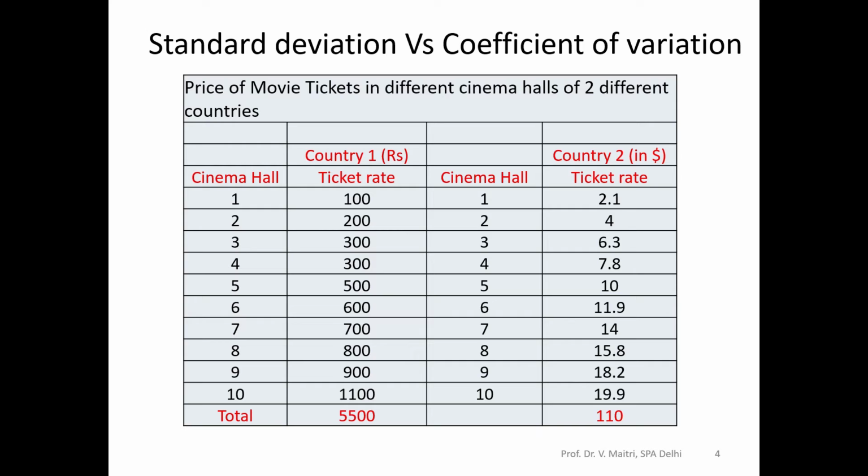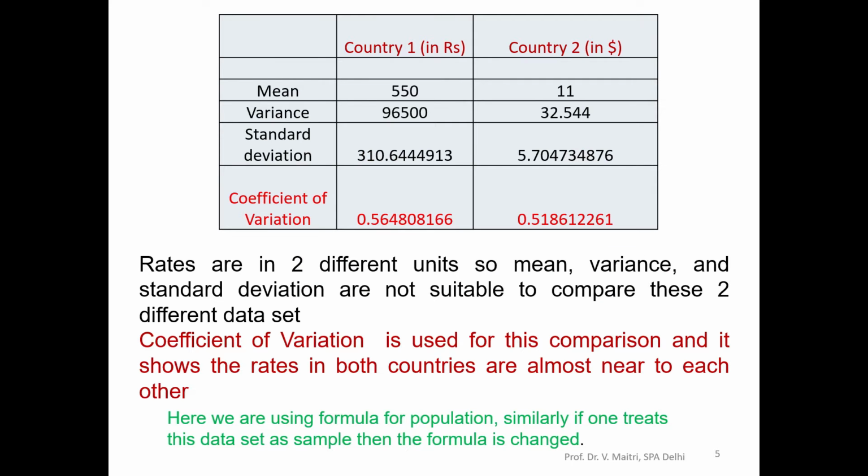Let's see the standard example which we have done: the price of movie tickets in different cinema halls of two different countries, India and the US. In India it is in rupees, and in the US it is in dollars. We computed the mean: for India it is 550 and the mean in the US is $11. Similarly, variance and then standard deviation. We also saw that if we try to compare on the basis of mean, variance and standard deviation, the variance is doubled again.